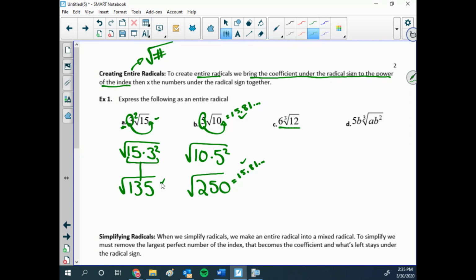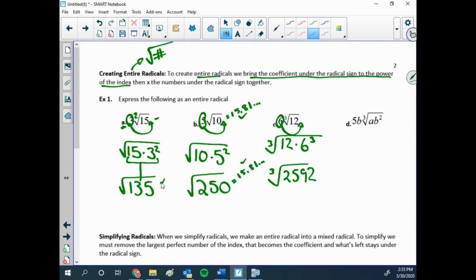So to convert this mixed radical into an entire radical, I'm going to take the 6 and bring it underneath my root sign. This is still the cube root. Do not change what root you're taking. So that's still going to be the cube root of 12 times 6 to the power of the index, which is 3. So the cube root of 12 times 6 cubed is 2,592.